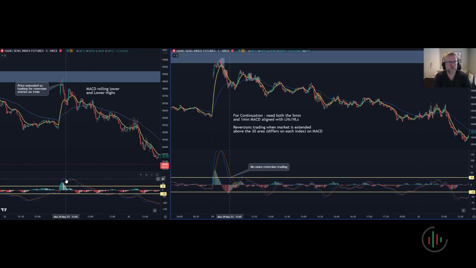You might lose your 40 points, like I have a 40-point stop on the Hang Seng. You might lose your 40 points 70% of the time, and you might only make 20, 30, 40 points on the winner because it's already extended. So there's not much left in that trade. You've got to think in terms of probabilities. So I'm basically trading between those two levels on the MACD. That's where I'm looking for those continuation style trades. Outside those levels is where I'm looking for more reversion style trades. So that's your basic premise.